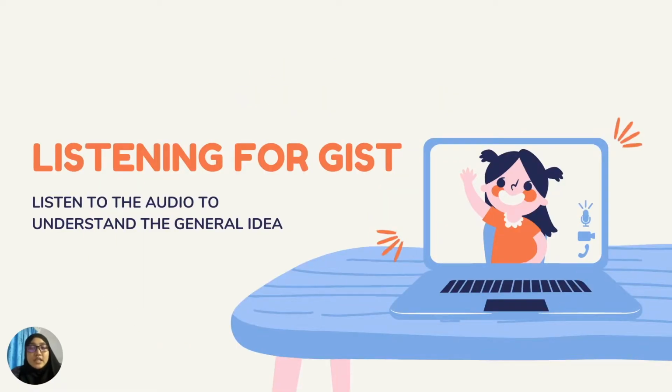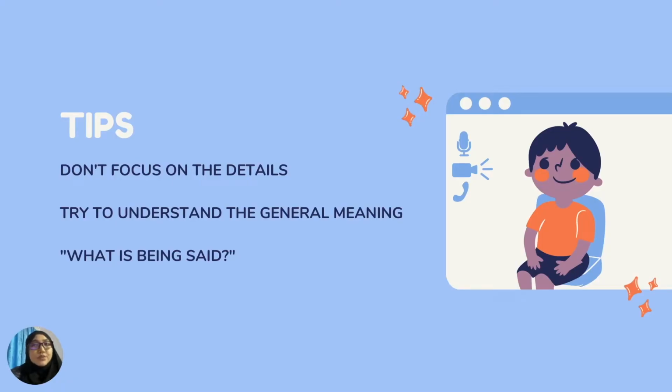The first one is listening for gist. You will listen to the audio to get the general idea. You want to know what is being said in general. There are a few tips for you when you are listening for gist. The most important one is, don't focus on the details. You are just listening to understand, meaning you are understanding the general meaning.